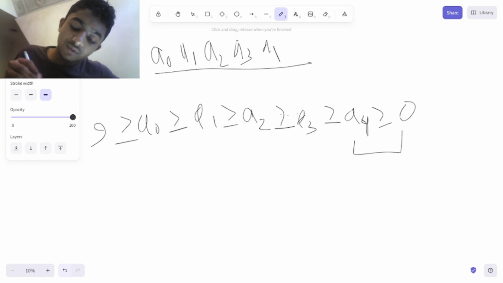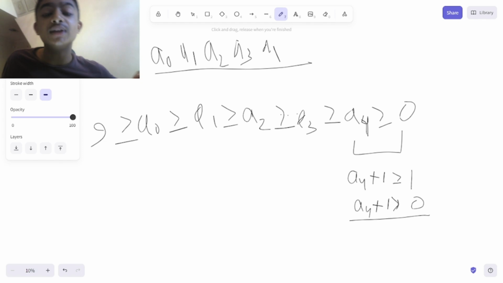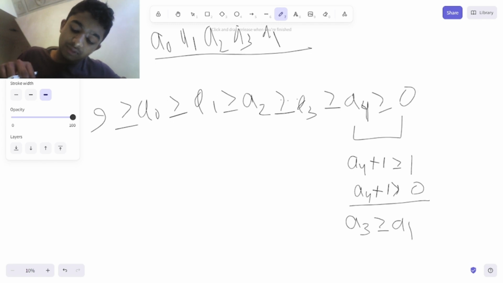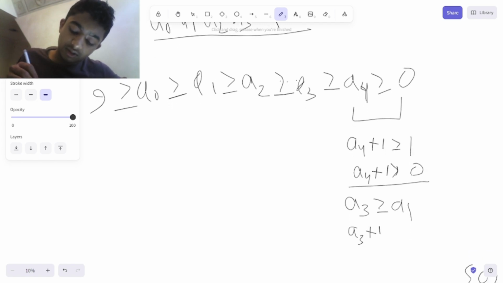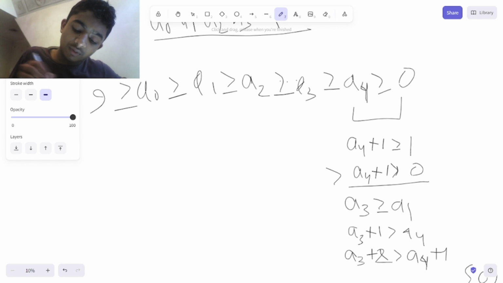Well, we notice that if A4 is greater than or equal to 0, A4 plus 1 is greater than or equal to 1, which implies that A4 plus 1 is greater than 0. And why is that useful? Because we converted this inclusive inequality into a strict one, right? Let's try doing similar logic to the next one. A3 is greater than or equal to A4. Well, that implies that A3 plus 1 is greater than A4, or A3 plus 2 is greater than A4 plus 1. And that's exactly what we have here.